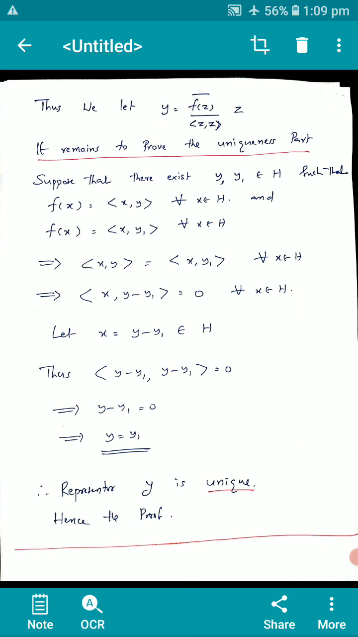What result do we get now? The representer y is unique. That completes the proof of the Riesz representation theorem.